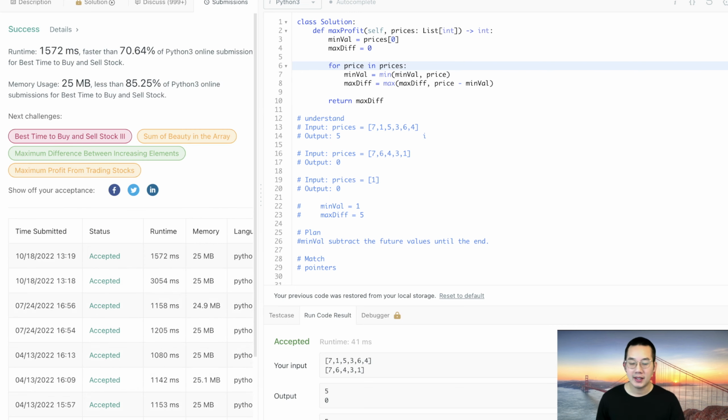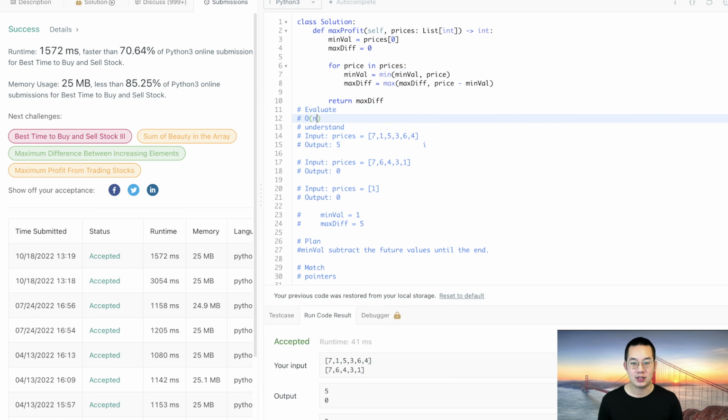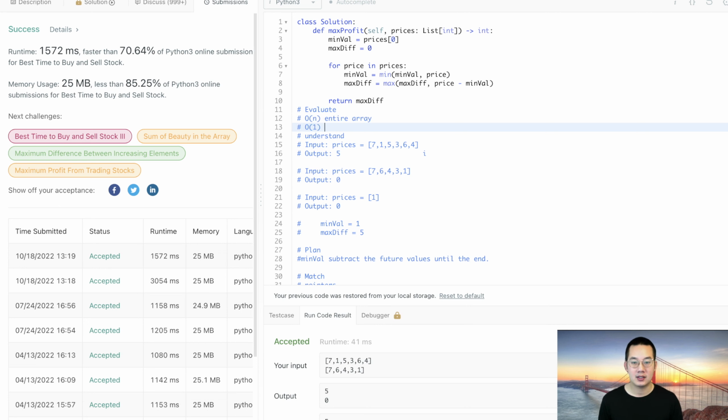With that, I'm going to do an evaluation of time and space complexity. Time is going to be O of n because we go through the entire array. And space is going to be O of 1 because we use 2 pointers.